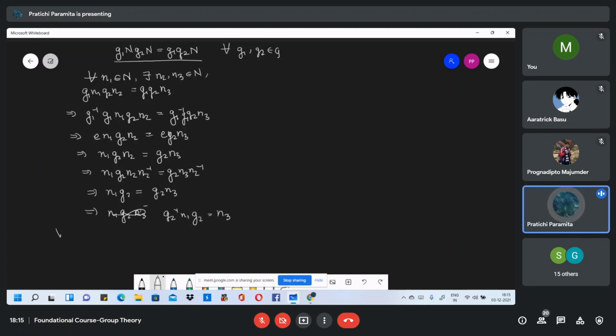So that means for all G2 in G. In the previous step, wasn't there an n2 inverse after G2 n3?